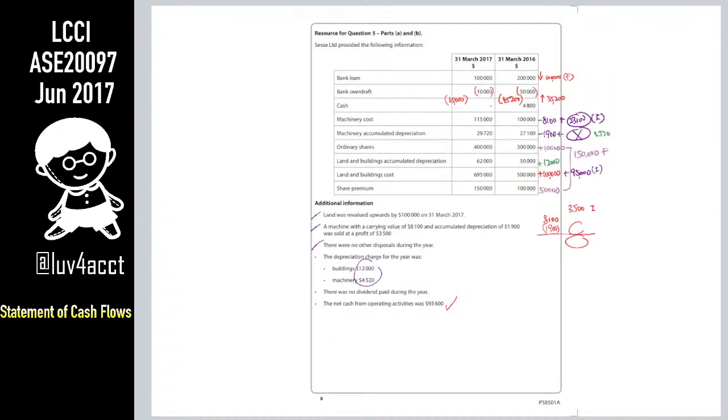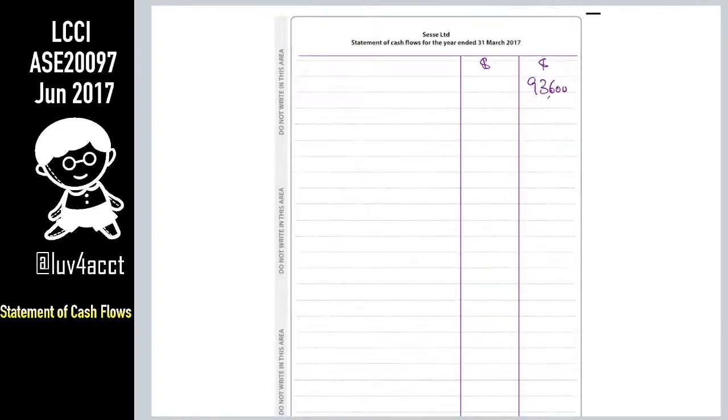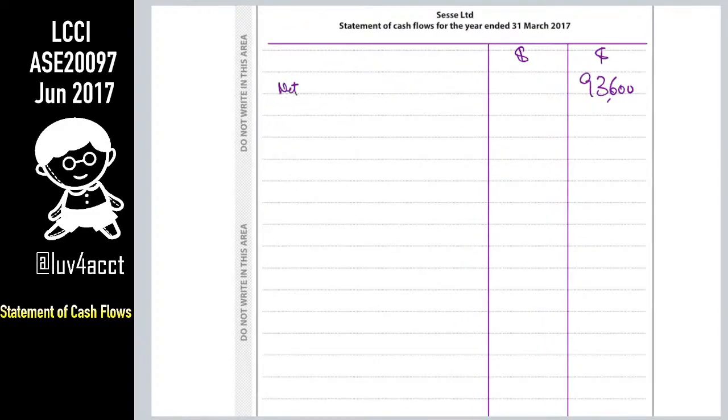Okay, so let us start. The net cash flows from operating activities is 93600. That will be our first figure here. $93600 is our net cash from operating activities.